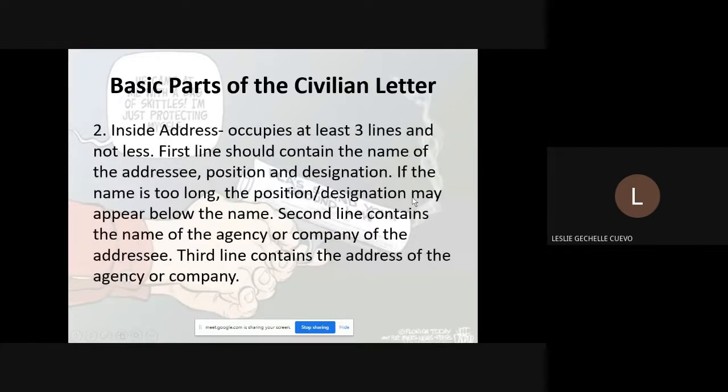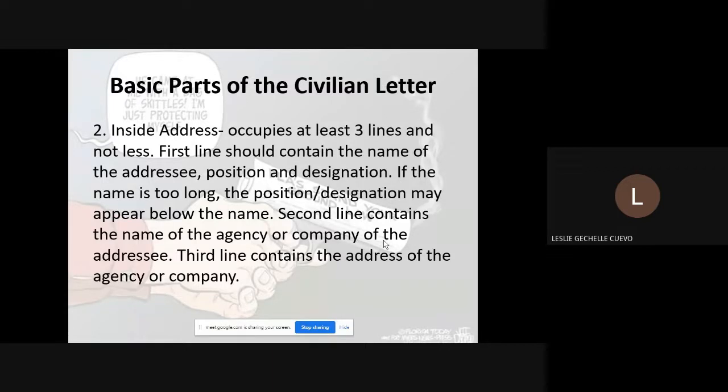And then, inside address. So, occupies at least 3 lines and not less. First line should contain the name of the addressee, position, and designation. If the name is too long, the position or designation may appear below the name. Second line contains the name of the agency or company of the addressee. And then third line contains the address of the agency or company.